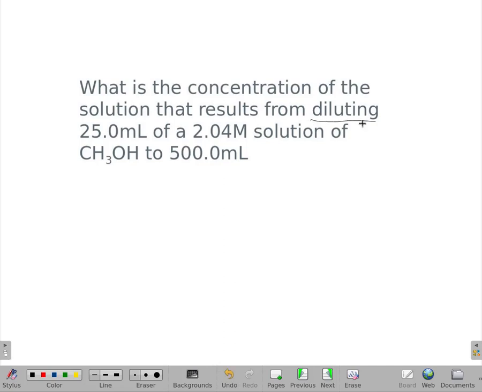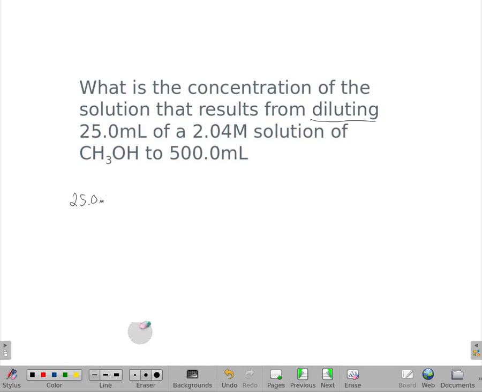All right, so if you read this, we have a concentrated solution, concentrated at 2.04 molar, and we're going to take 25 milliliters of it and dilute it to 500 milliliters. So we're going to take 25 milliliters of this solution of methanol, that's what that CH3OH is, and we're going to add a bunch of water to it. All right, so to see how this happens, we're going to take that 25.0 milliliters.